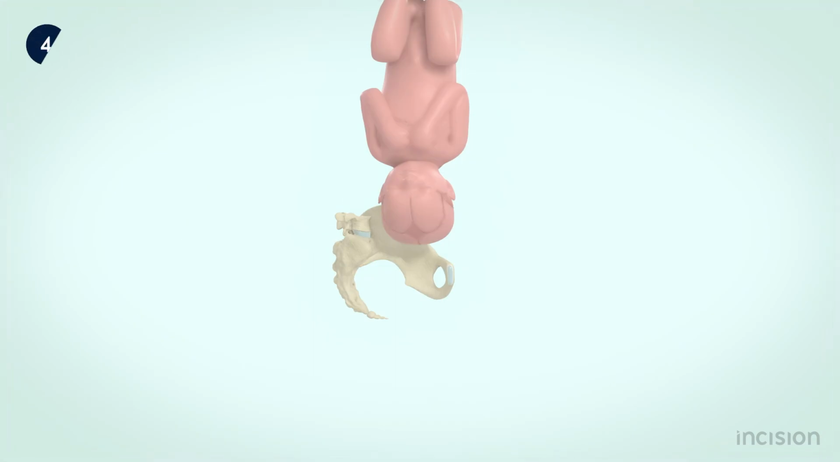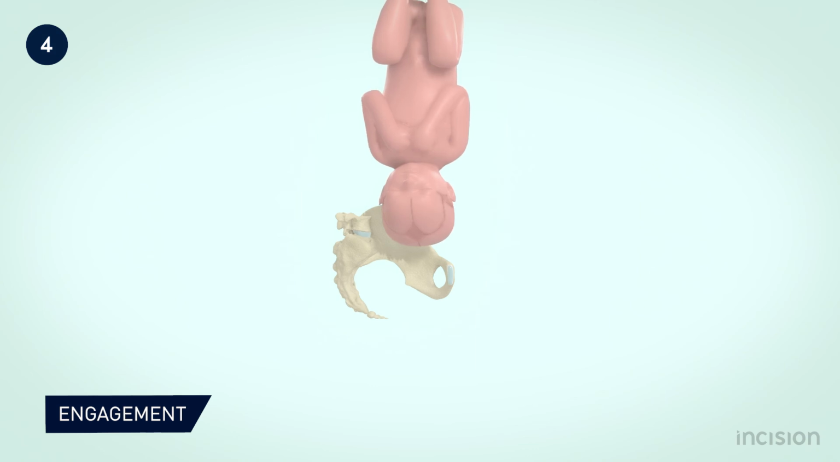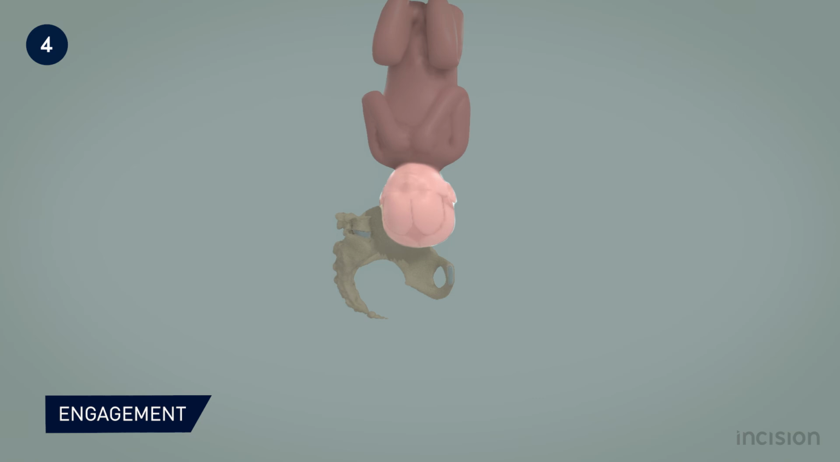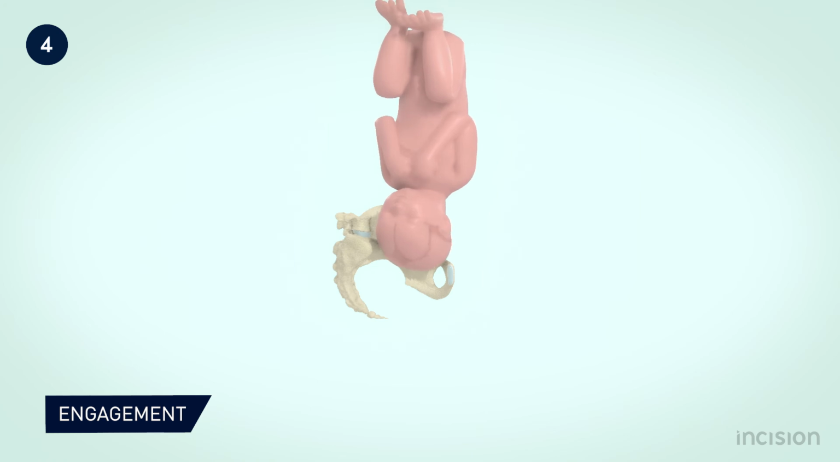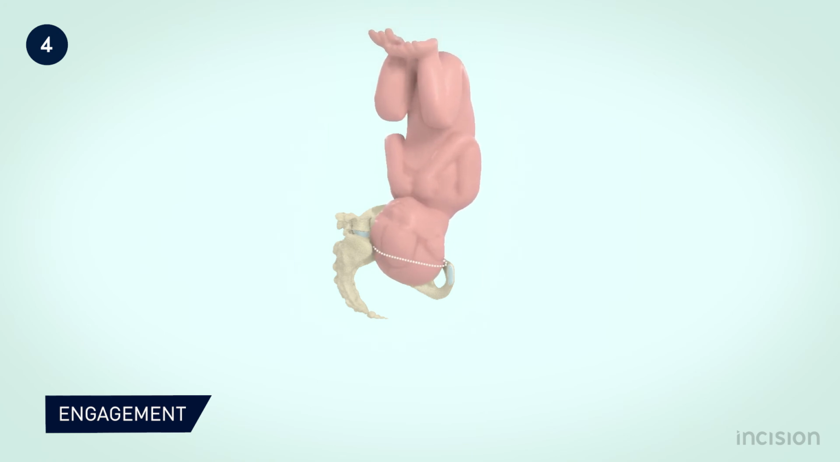In labour, the following 7 sequences are the cardinal movements of labour. Engagement. Engagement is determined by the amount of head that is above or below the pelvic brim. Engagement is complete when the widest diameter of the head or breech has passed through the pelvic inlet.